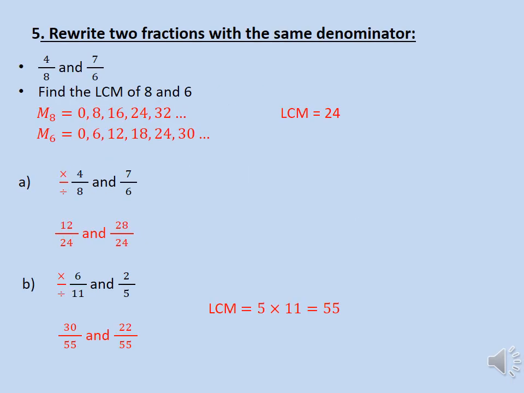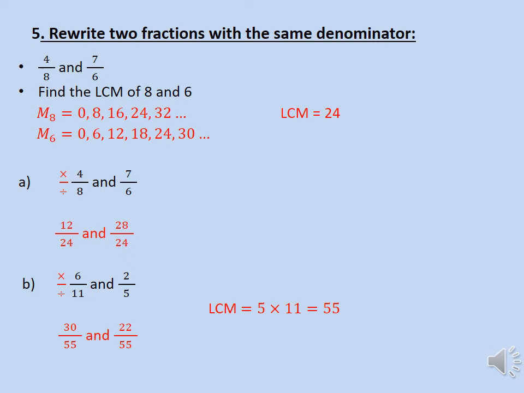To write fractions with the same denominator, like 4/8 and 7/6, we have to look at the two denominators, 8 and 6, and find their LCM. Find the multiples of 8 and the multiples of 6, and then the least common multiple is 24. Then I want to change 4/8 and 7/6 into two fractions with the common denominator 24.